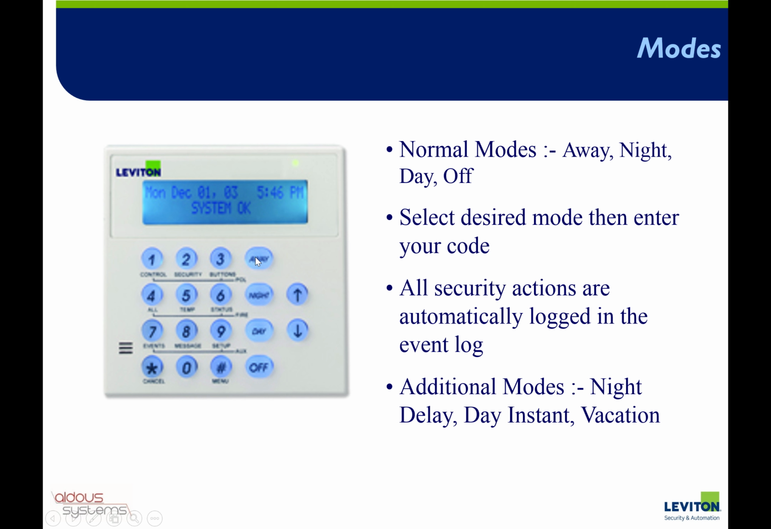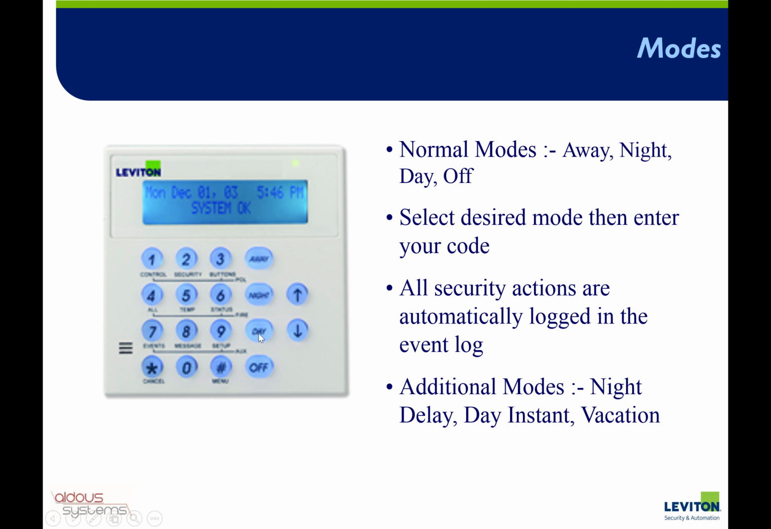You've got 3 obvious modes here: away, night, and day. So away mode, obviously leaving the house. Night mode, when you go to bed at night, and that will arm the PIRs that are the night interior type, and the away interior type, the ones upstairs, they're not active. And of course, entry exit zones and perimeters are active, of course.